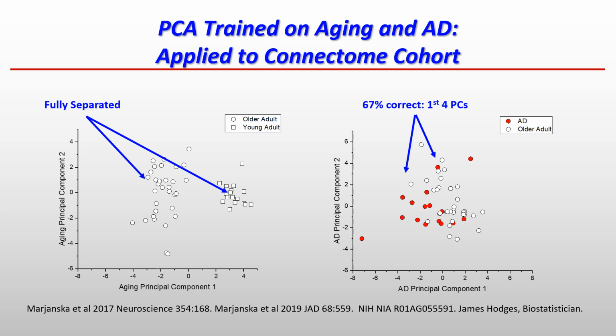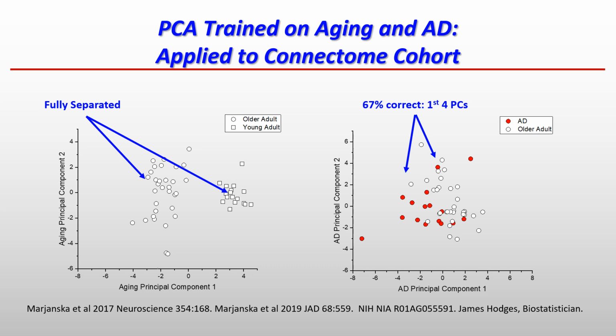Open symbols represent cognitively healthy individuals with squares demarcating young and circles older adults. Though we took great care to hide all hints on age from the model, the young and older cohorts separated perfectly on the first principal component. We also ran unsupervised PCA on the participants with Alzheimer's disease and healthy controls. Here, circles still represent older adults, though filled red symbols demarcate participants with AD.